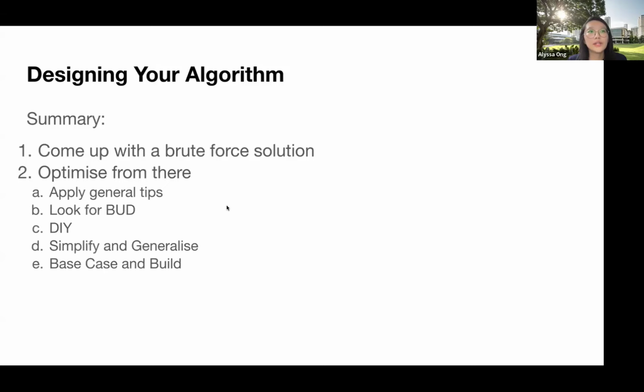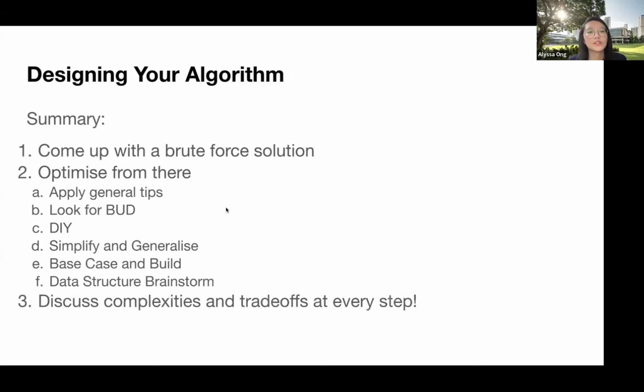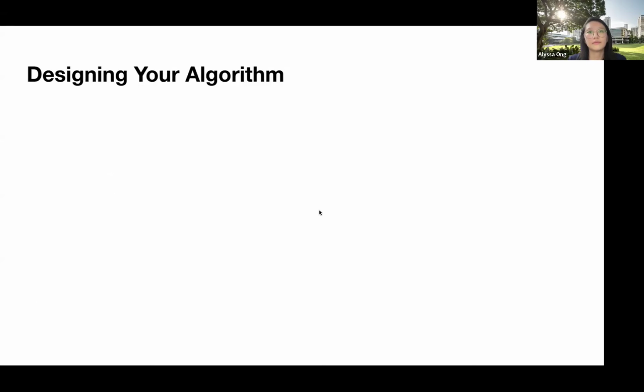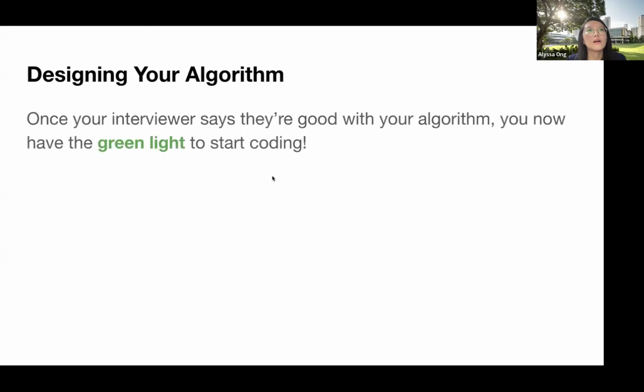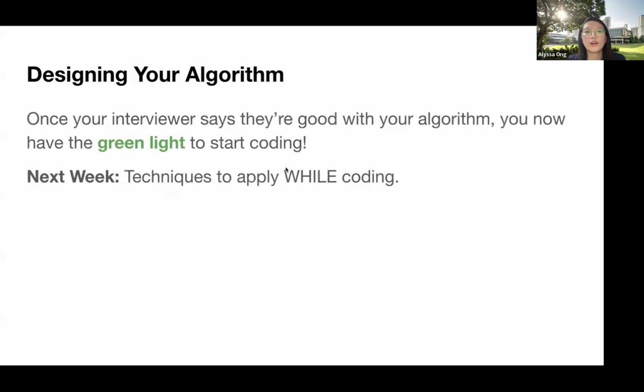Creating a base case and building from there, and also by brainstorming all the possible data structures. And also, we can always discuss complexities and trade-offs at every step. So, perfect. Now you have designed an optimal algorithm, and once your interviewer says that you're good with your algorithm, you have the green light to start coding. Techniques to apply while coding will be covered in next week's lecture.